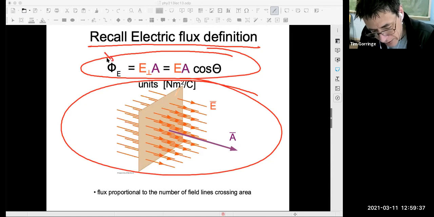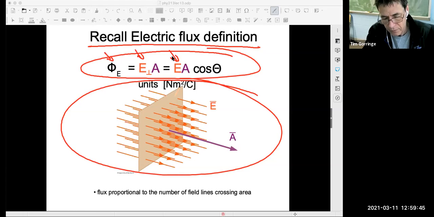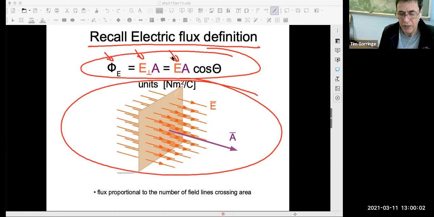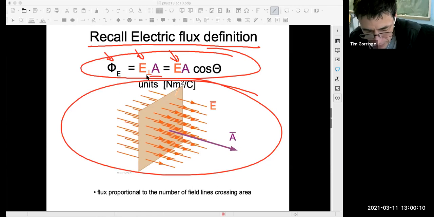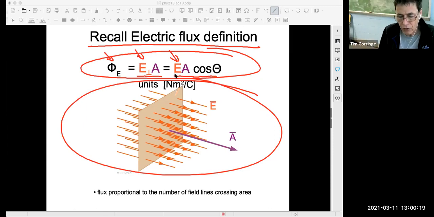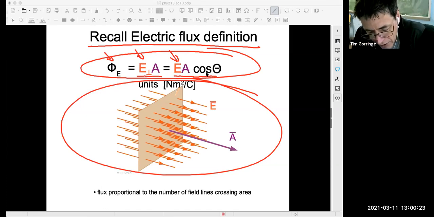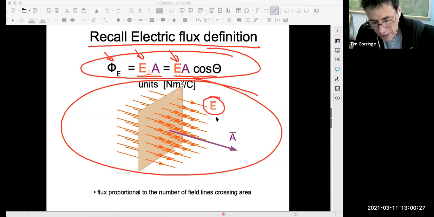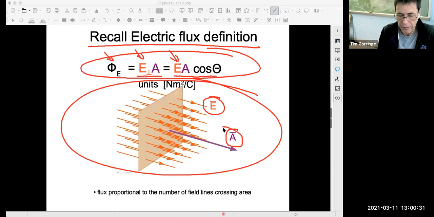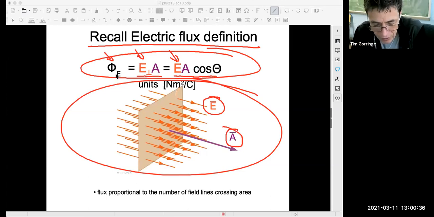In this equation, here's the electric flux, to which we gave the symbol phi, and here is the electrical field. The electrical flux of an electrical field through a particular surface, if the field is constant and uniform, is simply the area of the surface times the perpendicular component of the field. That's this equation here. Or we can write it slightly differently: the electrical field strength times the area of the surface times the cosine of the angle between the vector representing the electrical field and the vector representing the surface area. That was our definition of electrical flux.